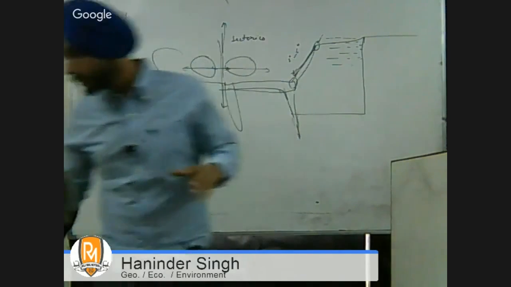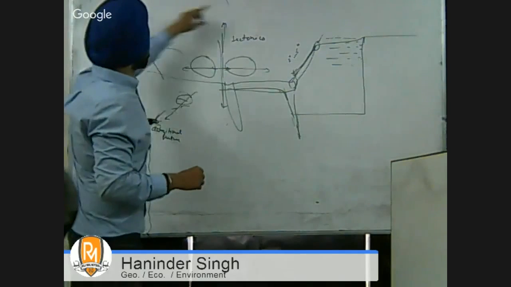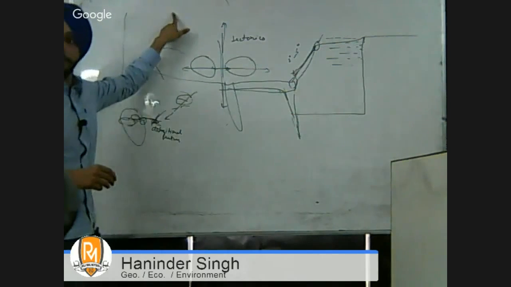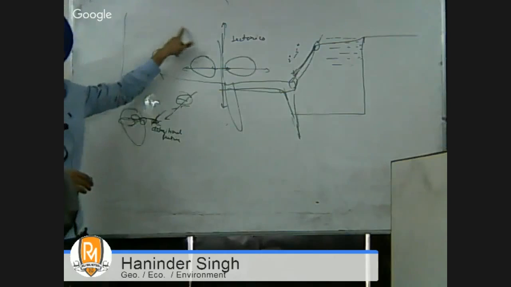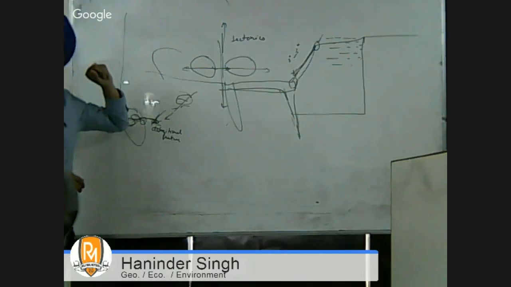So a question could come. Volcano is formed by A, divergent plate boundaries, B, convergent plate boundaries, C, both, D, none. What is the answer?